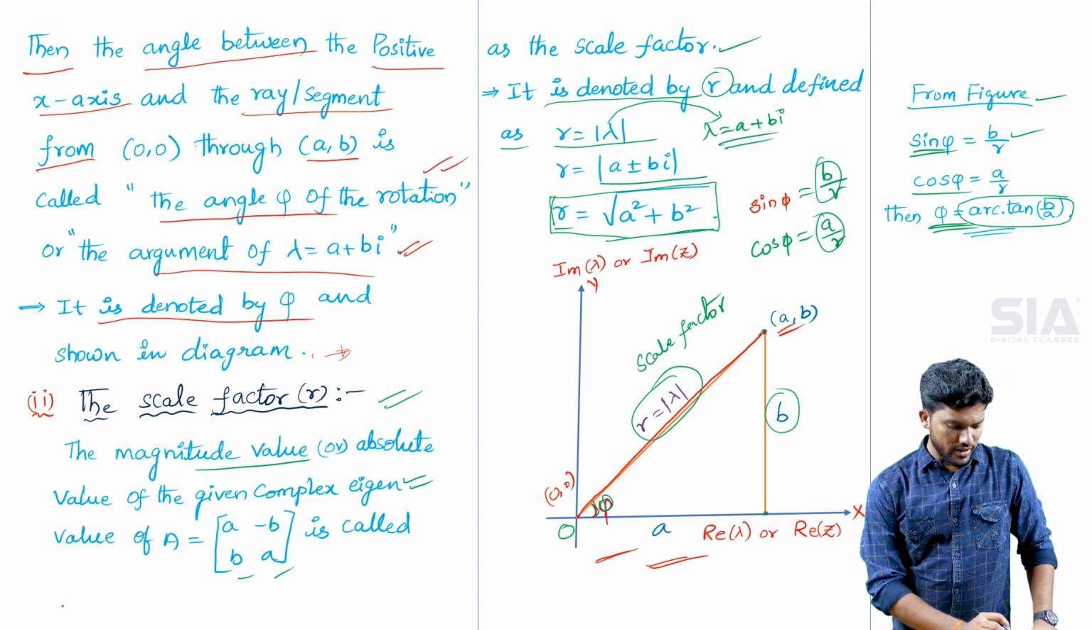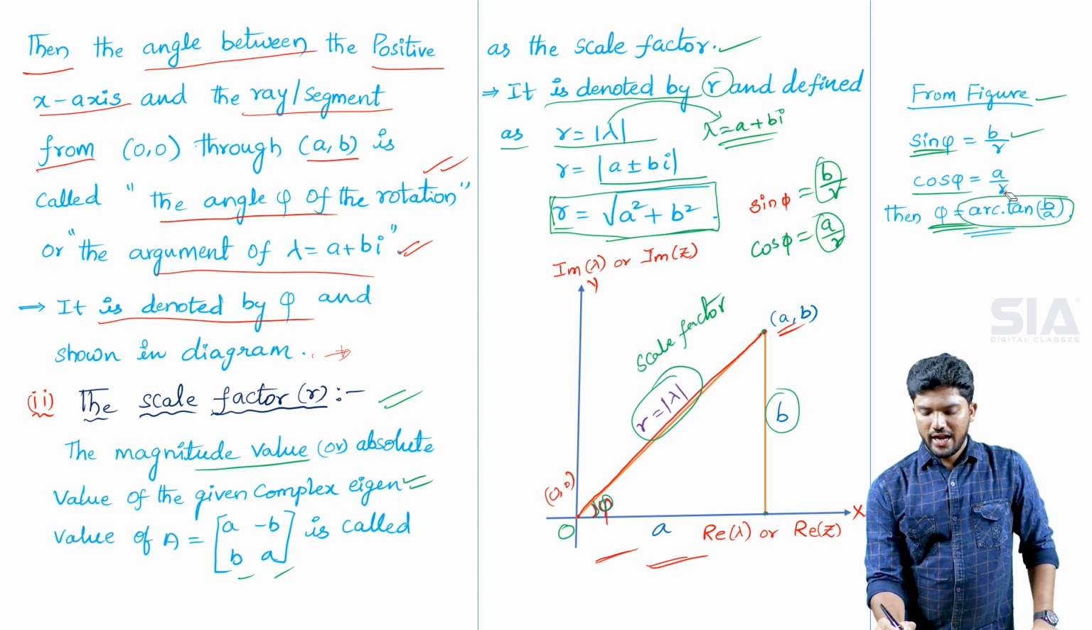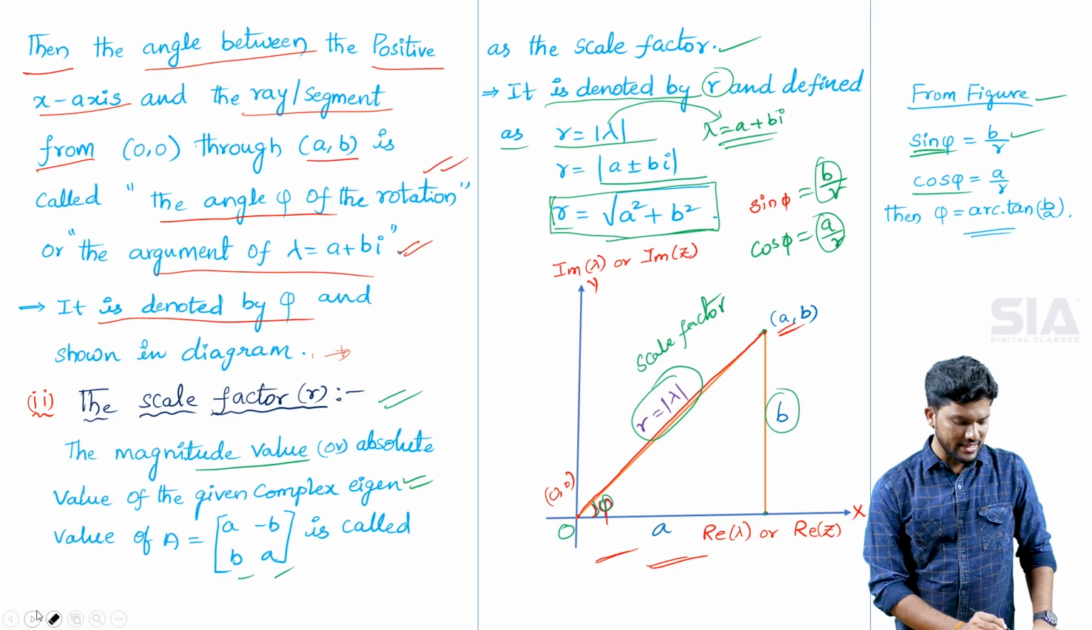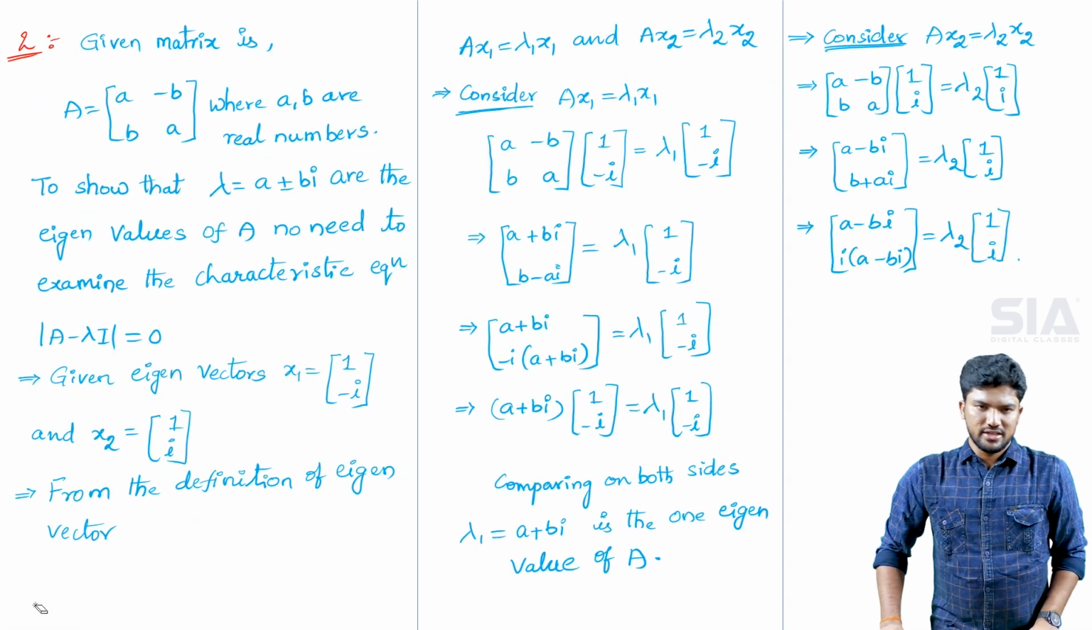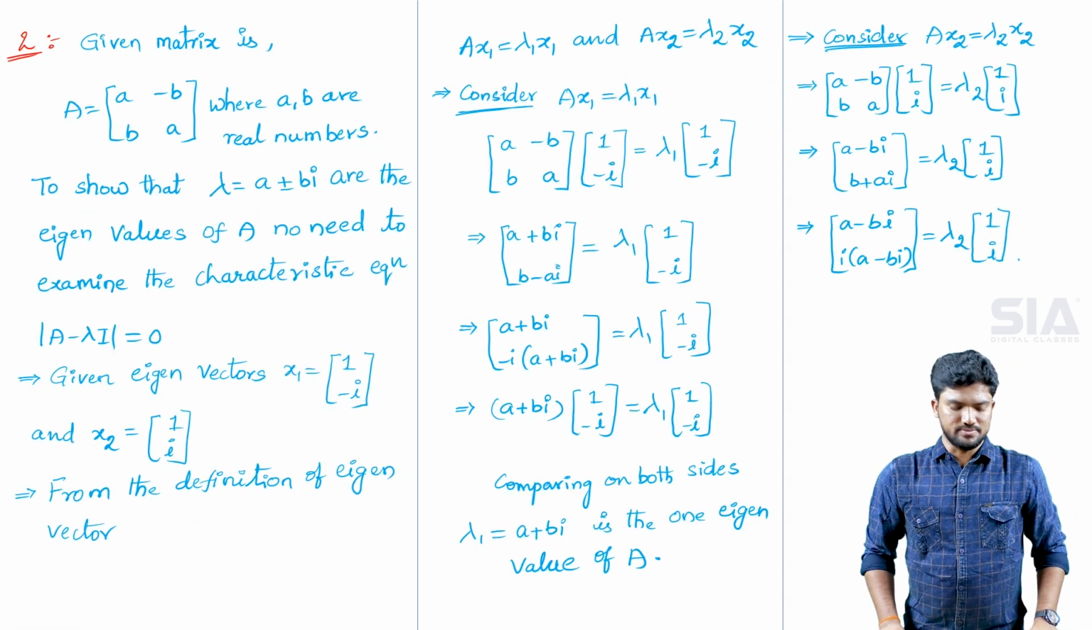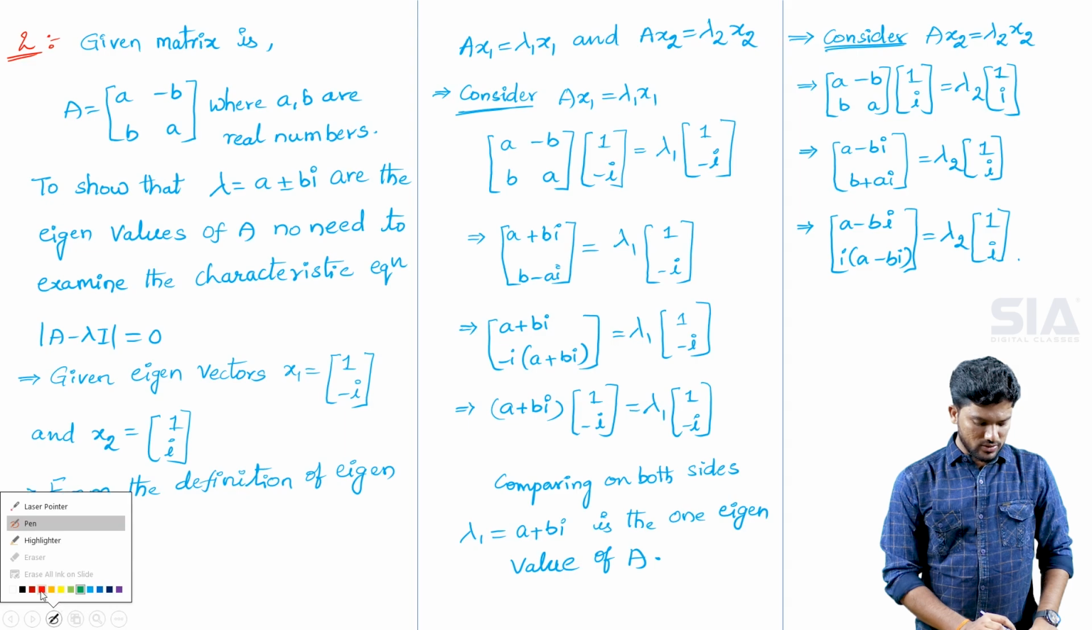You know very well the small b value and small a value also, so simply you can substitute them in that formula, and then you will get the angle of rotation. That is the first question regarding the definition. So now we are going to discuss the second question.